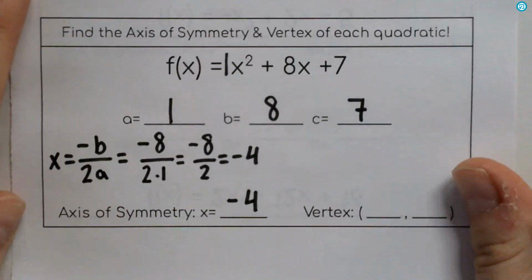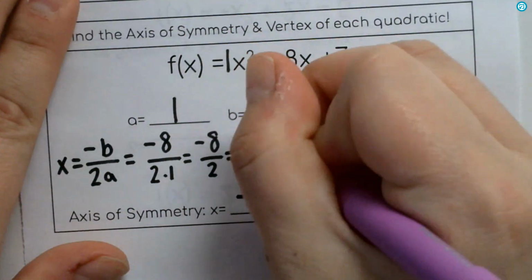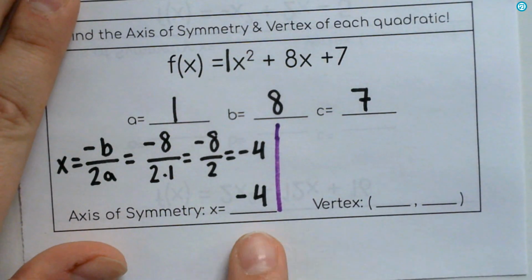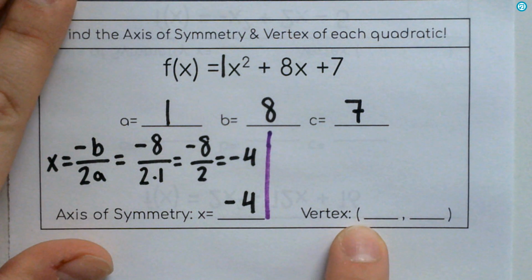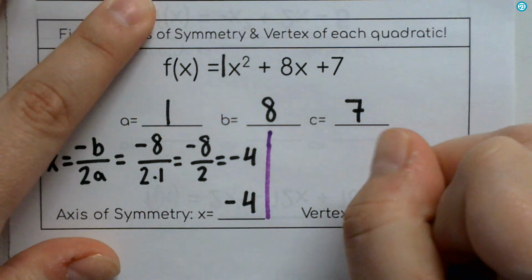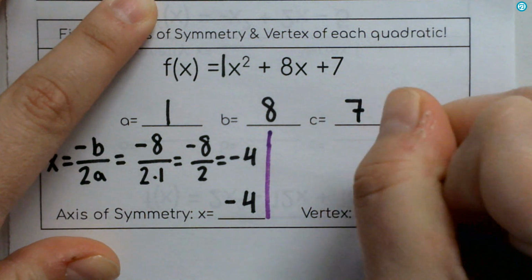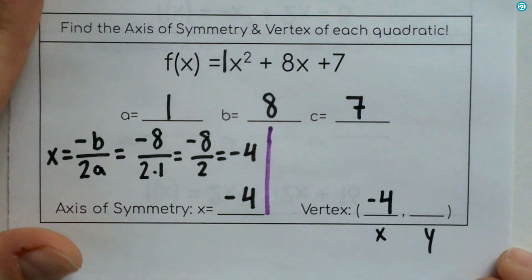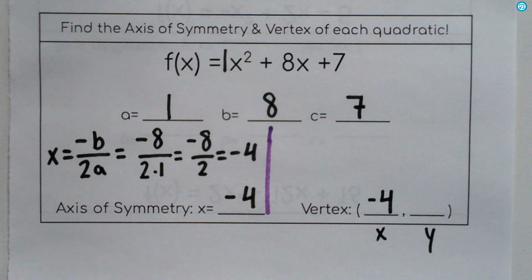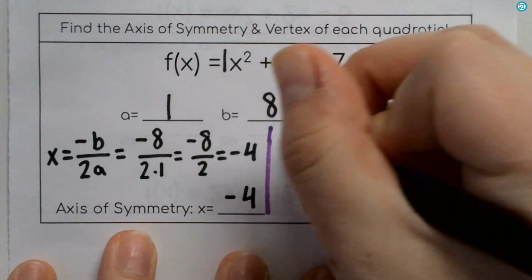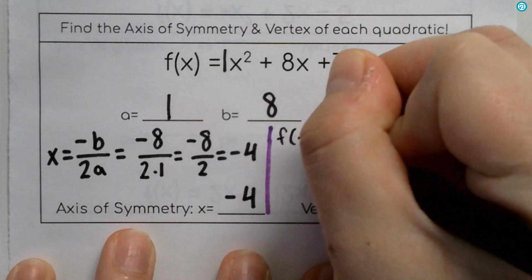So what that's going to look like down here is we now know that our x value is -4. So when I'm trying to find my vertex, it's going to be an ordered pair. This is x and y. So I already know my x value. It's -4. And then all I'm doing is plugging in that -4 for x. So I am finding f of -4.